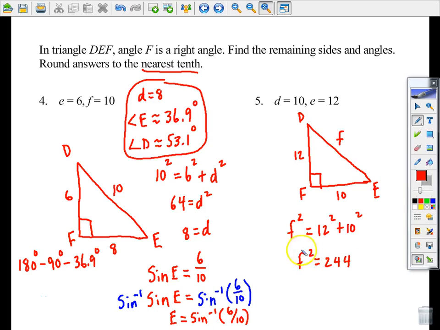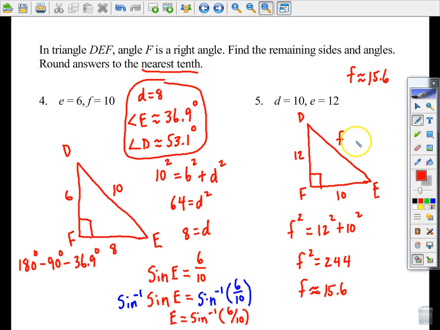And then to solve for F, this is F squared, so I need to do the square root of both sides. And again, rounded to the nearest tenth, my calculator reads 15.62049935. So to the nearest tenth, it would be 15.6. So I'm just going to make a little summary box up here to show my answer.